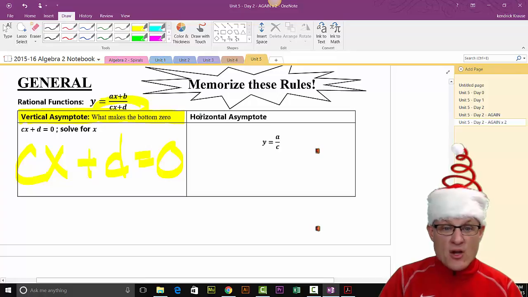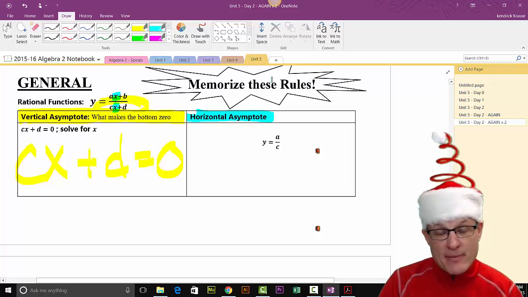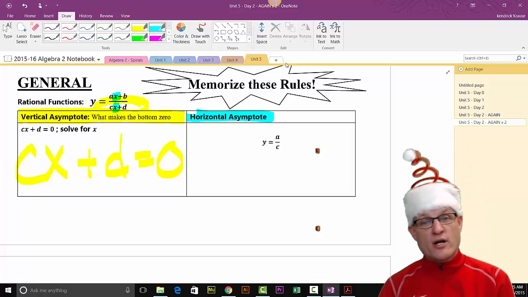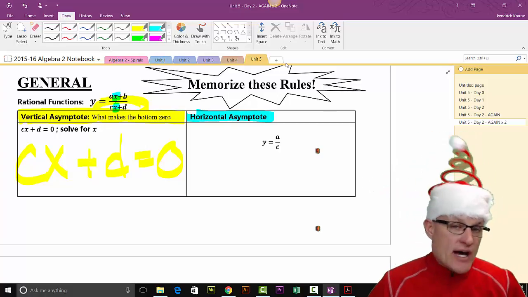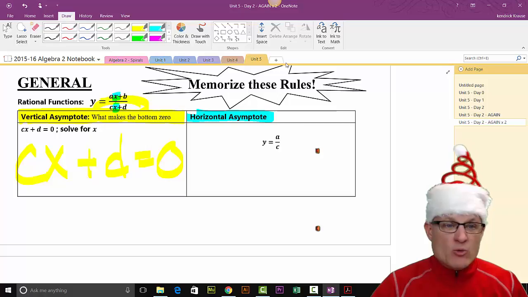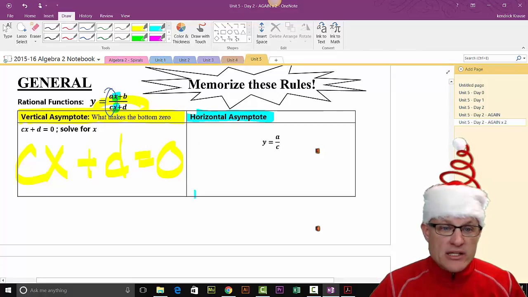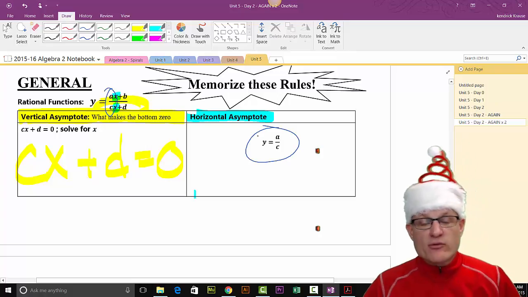Now, horizontal lines are a little bit different. Whenever the degree of the polynomial is the same on the top and the bottom, in this case the degree on the top is 1, the degree on the bottom is 1, then the horizontal asymptote will just be a ratio of the leading coefficients, in this case a over c.